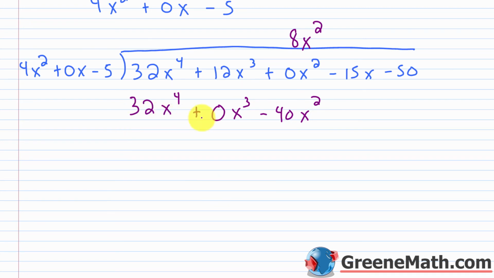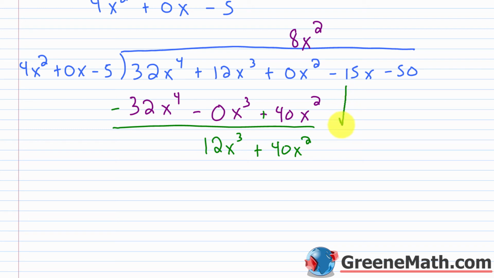Now I'm subtracting this whole thing away. So again, I want to just change the sign of everything. So this would be minus, this would be minus, and this would be plus. So let's put our little bar there. 32x to the fourth power minus 32x to the fourth power is 0. 12x cubed minus 0x cubed is 12x cubed. 0x squared plus 40x squared is 40x squared. And then we want to bring down the next term. So bring down negative 15x.